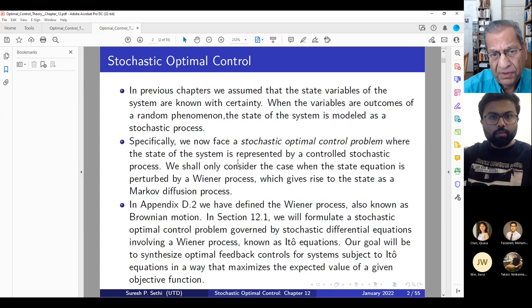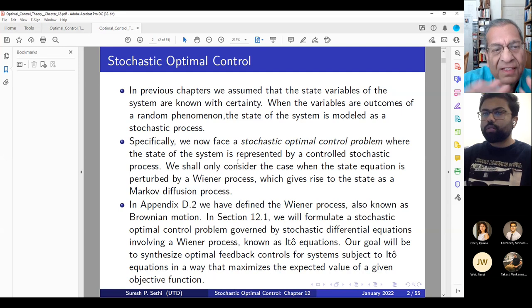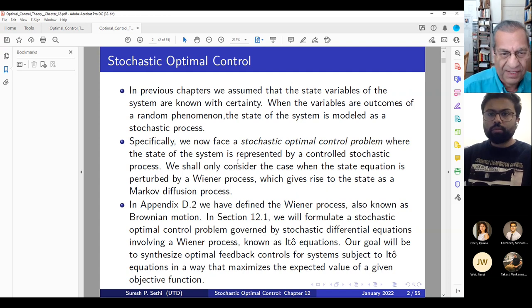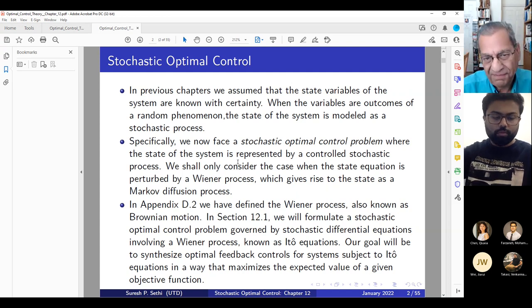So in the previous chapter, excuse me, this has nothing to do with the subject. It's called post-nasal drip. It's been with me for some time.